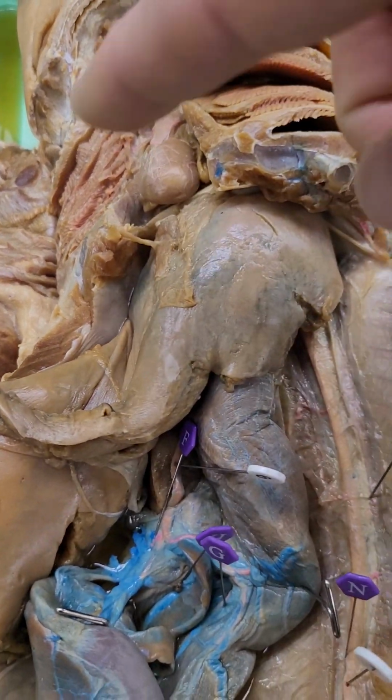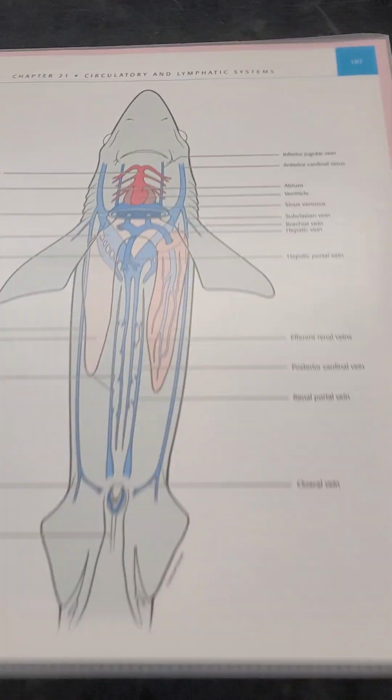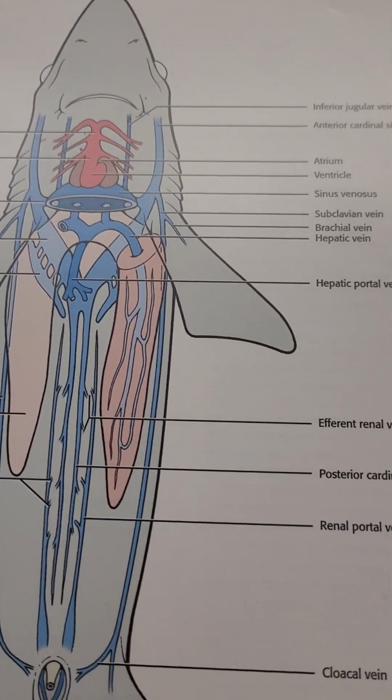And we have a lot of sinuses just beneath the heart, like the cardinal sinus and so forth, to receive blood. Okay, you can see those just there. There's all those sinuses with the returning blood flow.